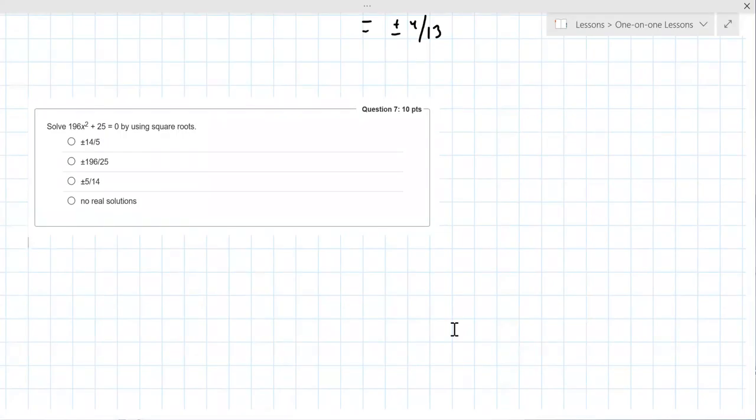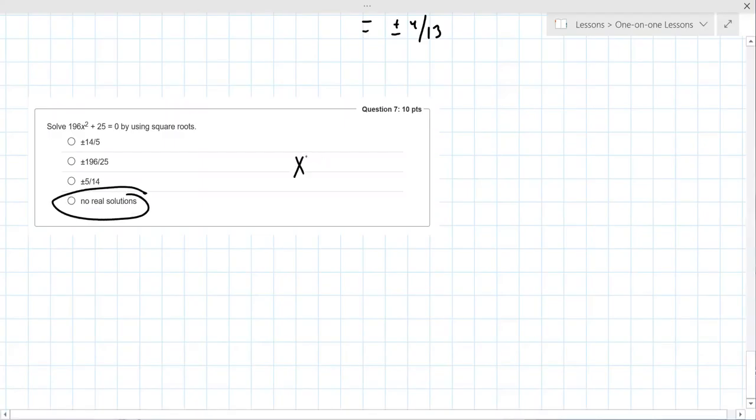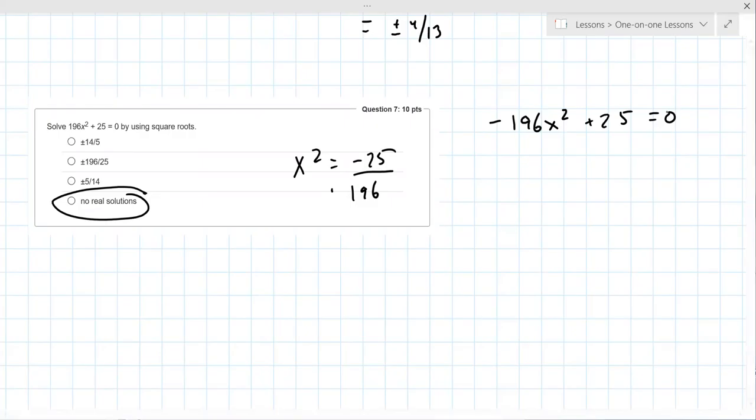It's letter D because it's negative 25. Agreed. It becomes x squared equals negative 25 over 196. Now, what if it was negative 196 x squared plus 25 equals 0? Would this have a solution? Yes, it would. I agree. Okay, let's get that down here.